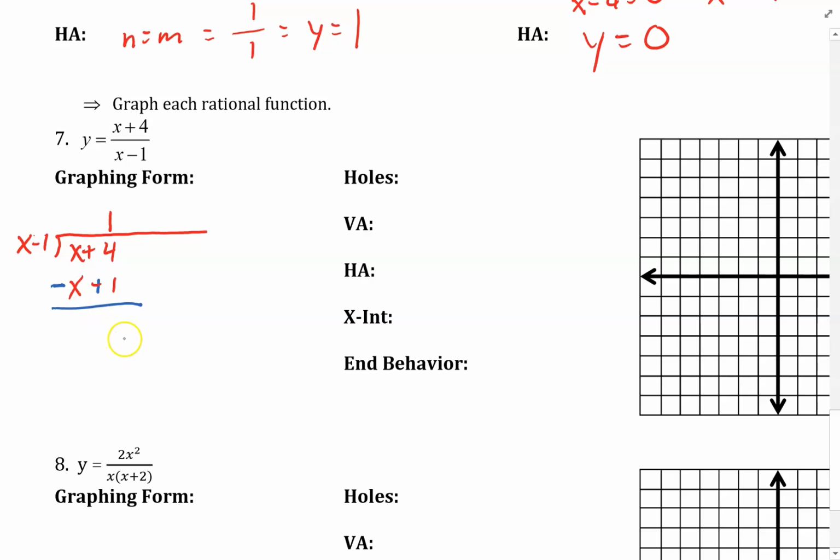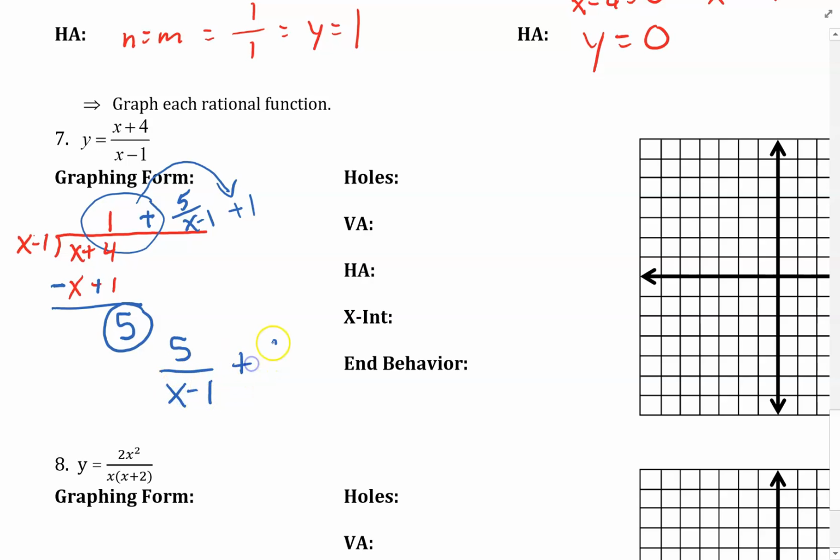So x minus x goes away. 4 plus 1 is 5. X can't go into 5, so I have a remainder. So I get 1 plus 5 over x minus 1. Really, in standard form, I take the plus 1 and put it at the end. That's my k. So I end up with 5 over x minus 1 plus 1. That's my new y in graphing form. So do I have any holes? No. No common factors top and bottom of my ratio.